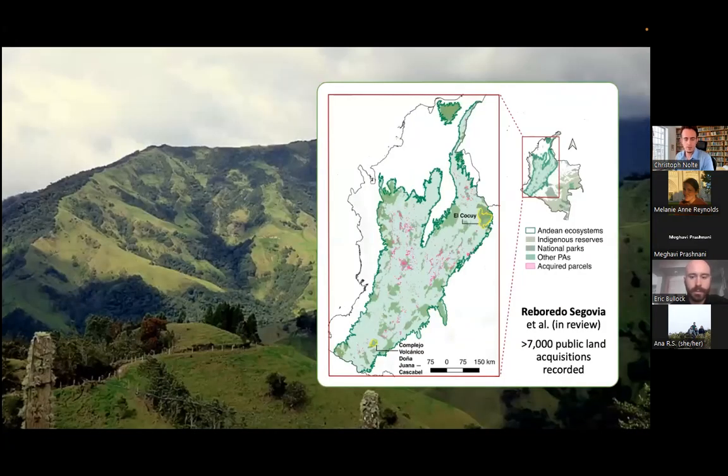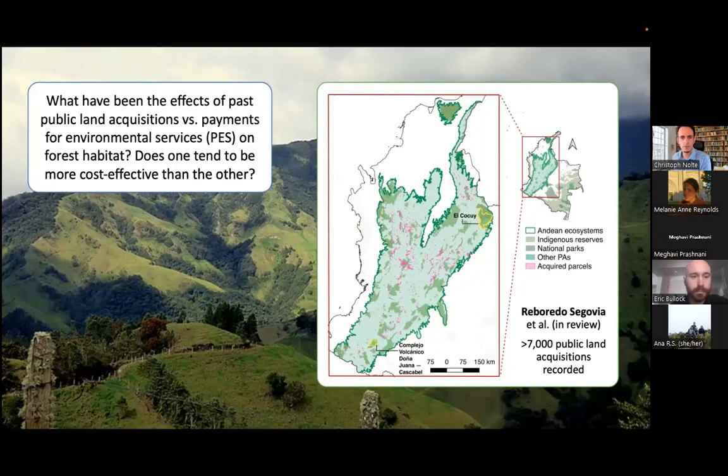So when we started writing this grant, Anna had already done pretty enormous work in compiling the first spatial database of public land acquisitions in Colombia, what you see here in pink and currently also under review. So we were thinking, why don't we study the effects of those public land acquisitions and payments for environmental services on forest habitat in the Andes? This might help us answer questions such as, does one tend to be more cost effective than the other?